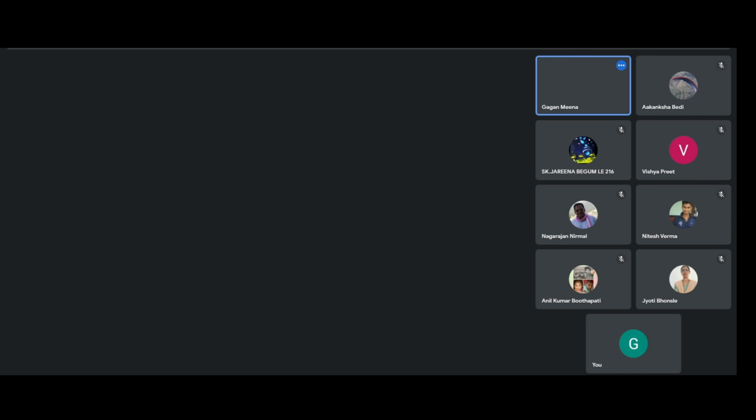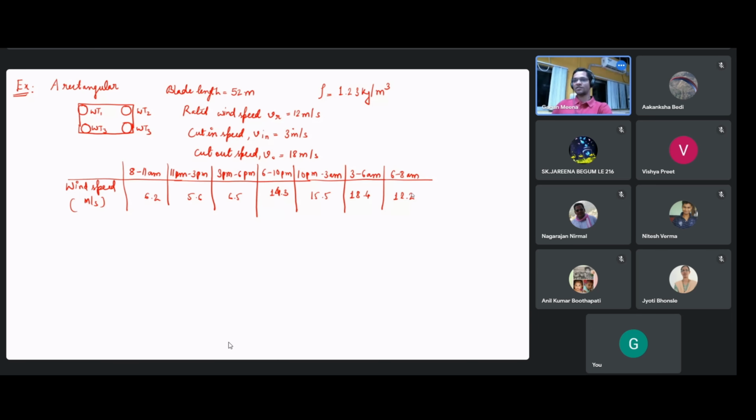So this is the data. Can you tell me how to proceed for this question? We have to find the renewable energy output for this farm for 1 day. So what will be the output? It will be megawatt hour.